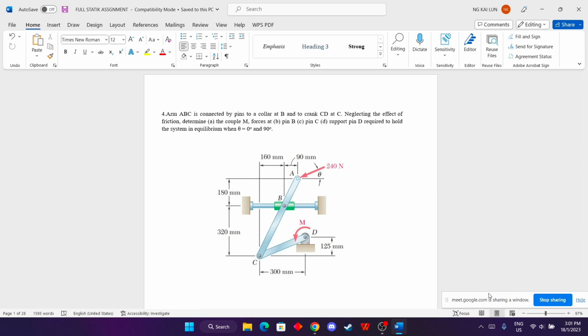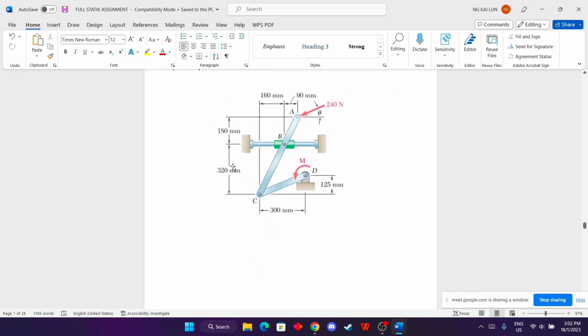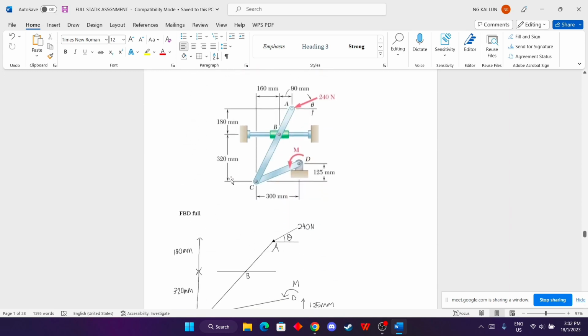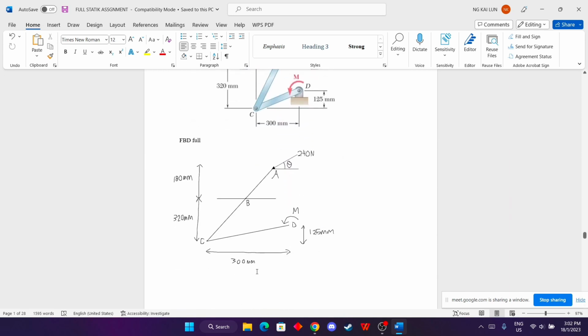Okay, proceed. Question 4. The question is: ABC is connected by pins, with a coil at B and a crank CD at C, neglecting the effect of friction. Determine the couple M, the force at pin B, pin C, and support pin D required to hold the system in equilibrium when theta is 0 and 90. So we look at the picture here, and then we proceed to the FBD.